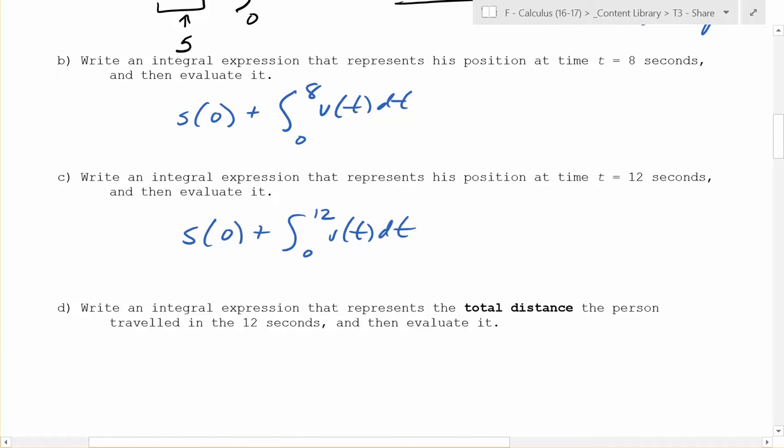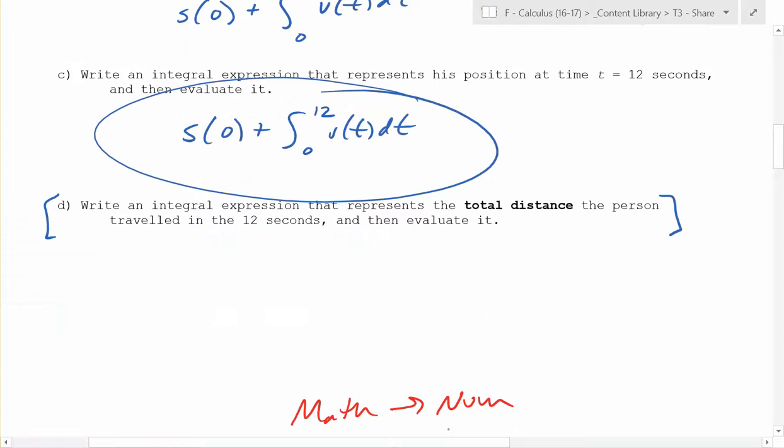It says, write an integral expression that represents the total distance the person traveled in the 12 seconds and then evaluate this. So I want you to see if you can figure this one out. Take a look at what we've done and then see if you can figure out what the integral is. Why not? Because that's negative and positive, right? So what is that? It represents kind of displacement with the initial position, with the 5 in there. So just this would be displacement, right? So what do you have to change to get the total distance traveled? What? Of what? So what's the integral?